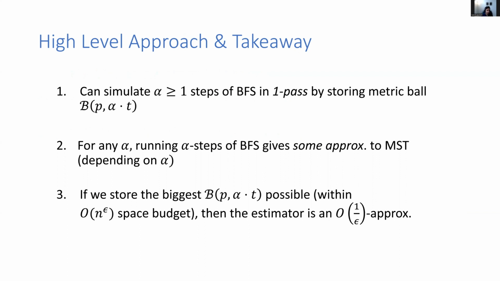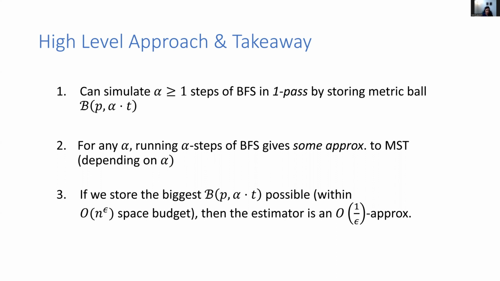But of course, I can actually simulate alpha steps of a BFS for any alpha in a geometric graph, in one of these threshold graphs. I can do that in one pass if I just store all the points in this metric ball of radius alpha times T around the point that I'm doing my BFS from. That's just the triangle inequality. So if I can store this ball of radius alpha times T, I can do alpha steps of the BFS.